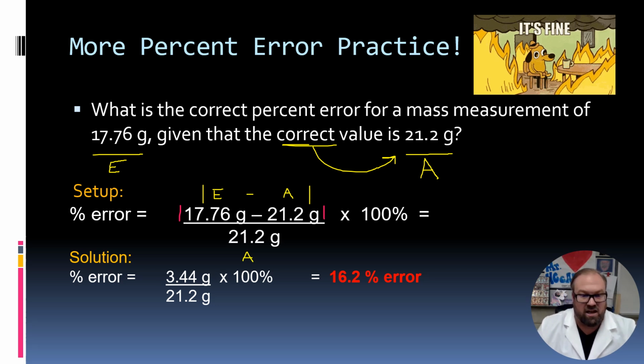Now what happens is the absolute value of our error is 3.44, okay? And then we're going to divide that by 21.2. And if we notice, both of these have 3 significant figures. And when we take this and multiply by 100, we're going to get a final percent error of 16.2% once it's rounded. Not great.